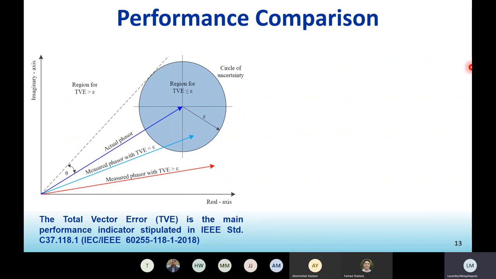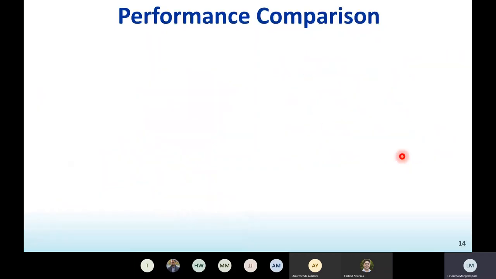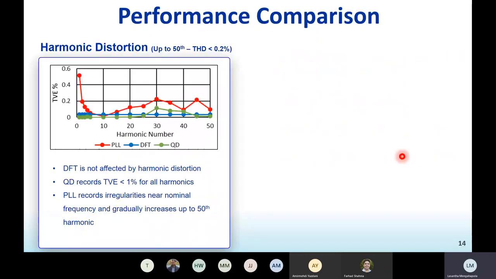Using this particular measure, we have compared three algorithms. One is the phase-locked loop technique, which is very commonly used in power electronic devices, and some phasor measurement devices also use a PLL technique. Then our quadrature demodulation technique, the enhanced version. And after that, the discrete Fourier transform technique, which is commonly used in commercial PMUs. Then we ran a few of the tests given in the IEEE/IEC 60255-118-1 standard. There are a range of tests, and we observe what these algorithms are doing.